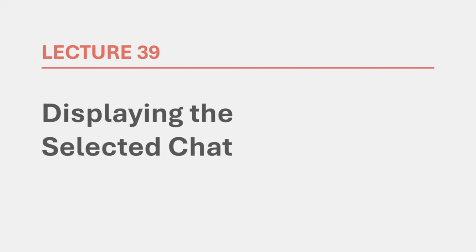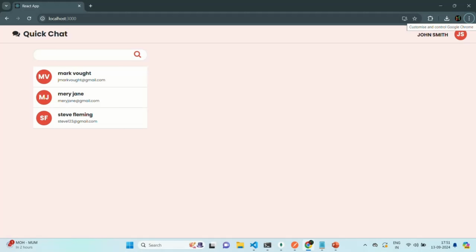In this lecture, we are going to work on displaying the selected chat in the UI. Currently, we don't have any messages for a chat between two users. For example, we don't have any messages for chat between John and Mark or John and Mary.